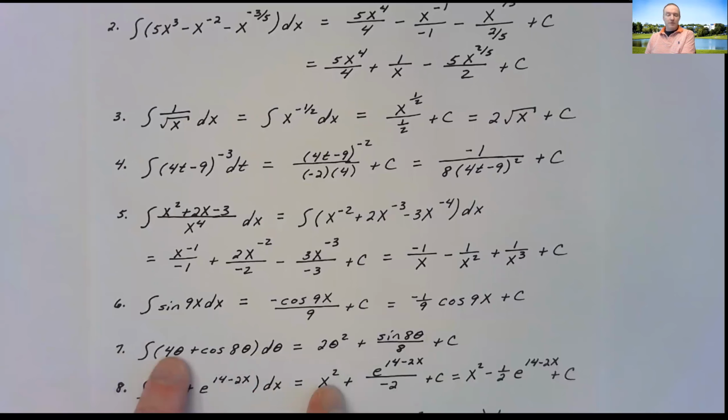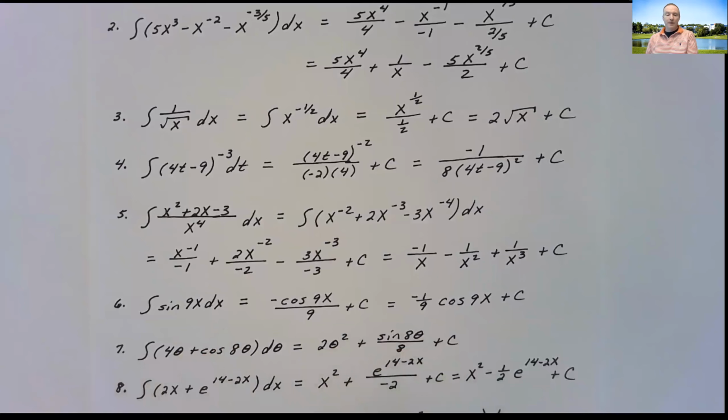You're integrating with respect to theta, so it's your variable, and you say, well, okay, I'm going to increase the power by 1. It's going to become 4 theta squared over 2. That's where the 2 theta squared comes from. Then you have to integrate the cosine of 8 theta. So you can say, since the derivative of sine is cosine, the integral of cosine is sine, I'll get the sine of 8 theta divided by the derivative of the angle, 8, plus c. And I'll just leave that as my final answer.